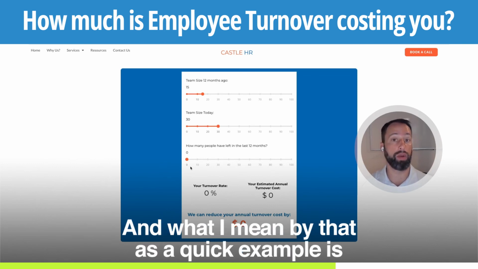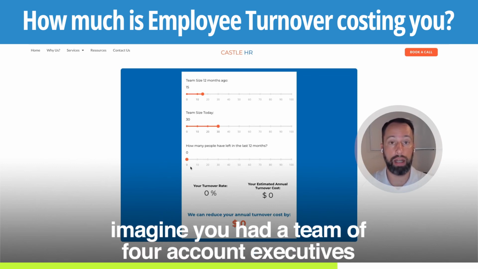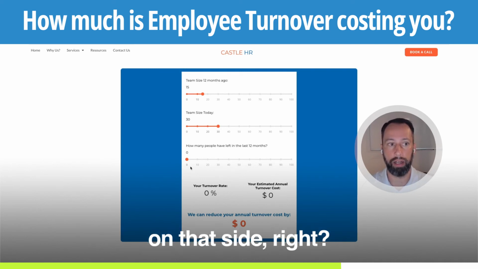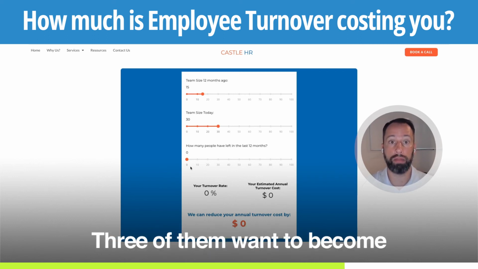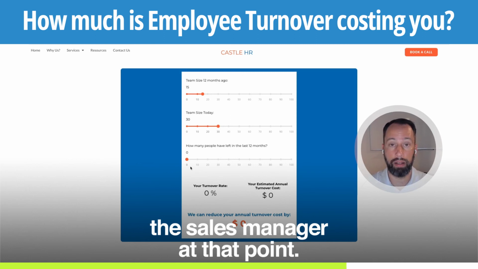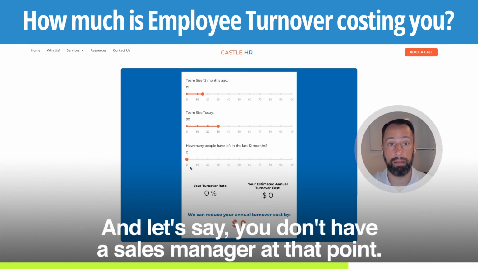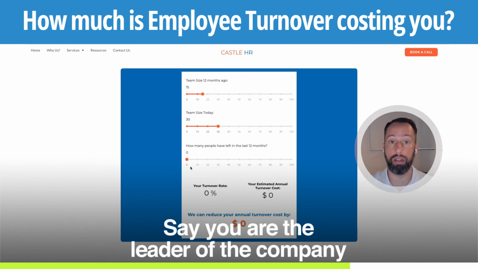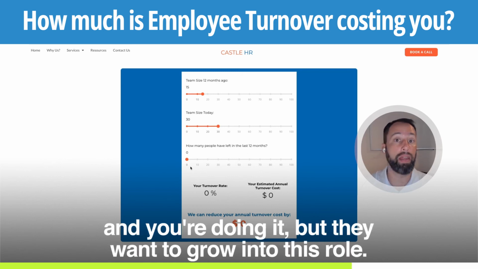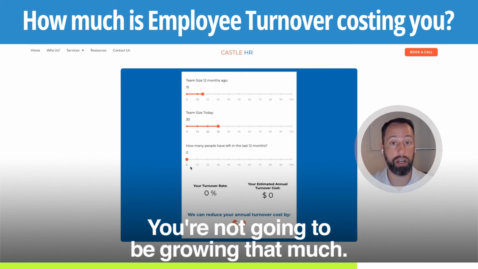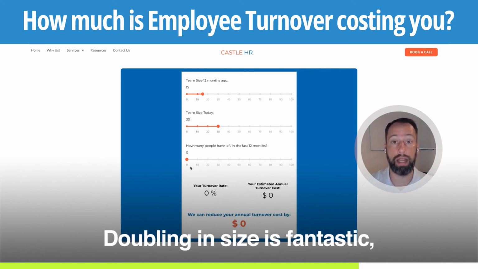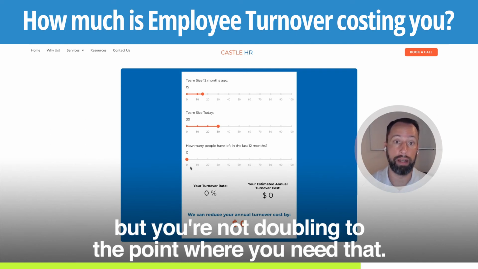A quick example: imagine you had a team of four account executives. So you have four amazing salespeople out there crushing it. Three of them want to become the sales manager. Let's say you don't have a sales manager, and you, the leader of the company, are doing it, but they want to grow into this role. You don't have three sales manager seats available. You're not going to be growing that much. Doubling in size is fantastic, but you're not doubling to the point where you need that. So that's what I mean.